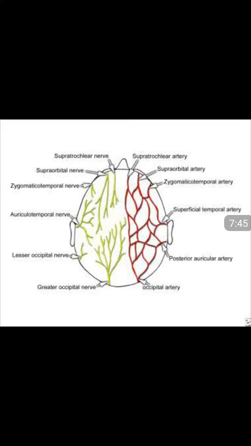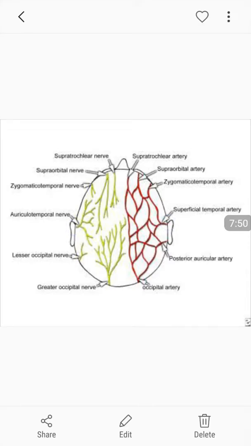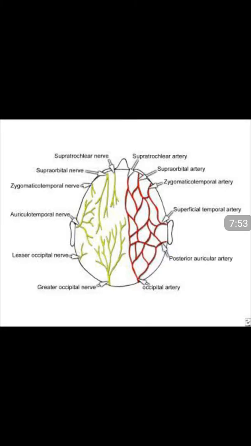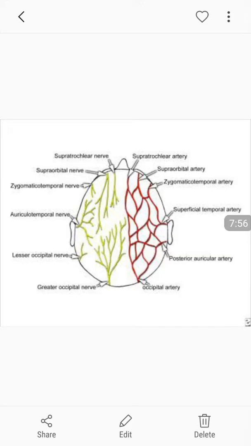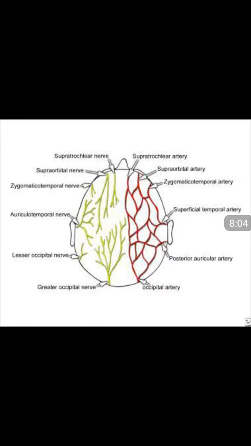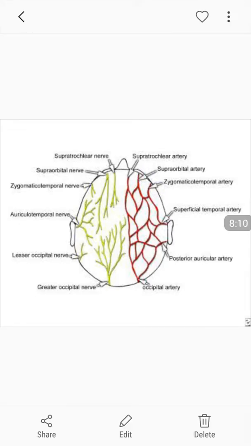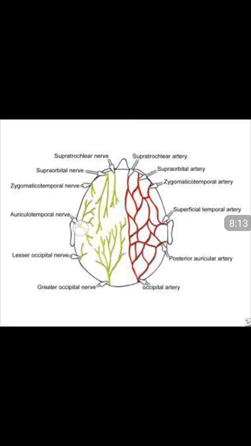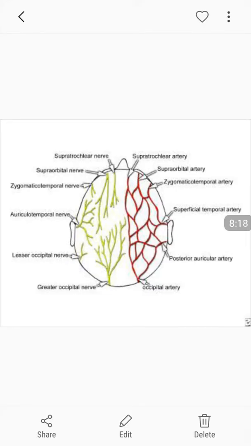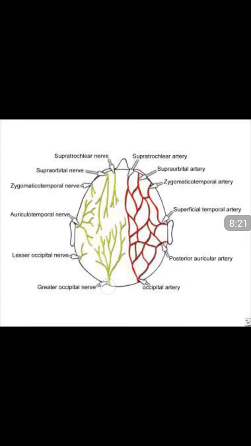anterior to the ear there is a slight change, and that is the superficial temporal artery instead of the auriculotemporal nerve. Then we have got the posterior auricular artery, then the occipital artery. So again, supratrochlear nerve, supraorbital nerve, zygomaticotemporal nerve. The same names are being repeated in case of blood vessels: supratrochlear artery, supraorbital artery, and zygomaticotemporal artery. So here auriculotemporal nerve and superficial temporal artery, and posteriorly lesser occipital nerve, and here posterior auricular artery. Then greater occipital nerve and occipital artery.